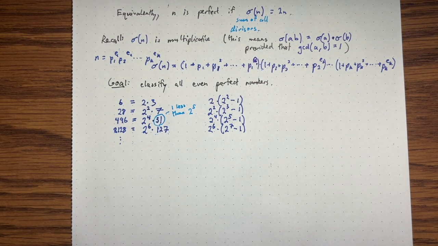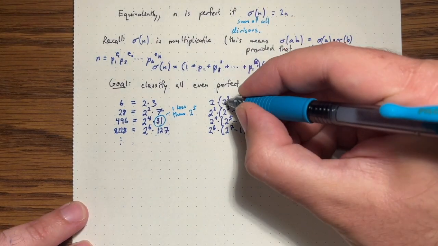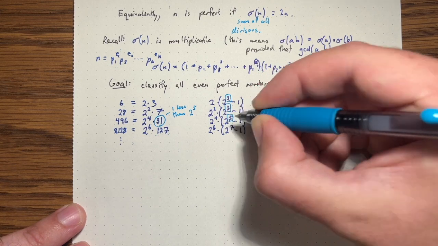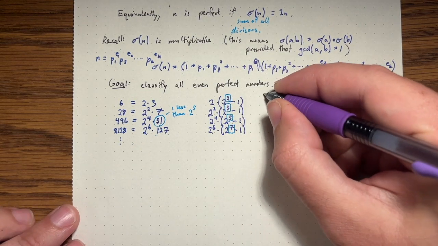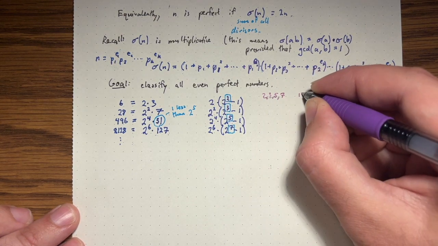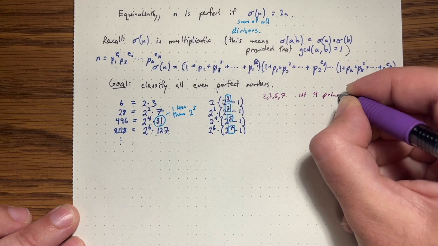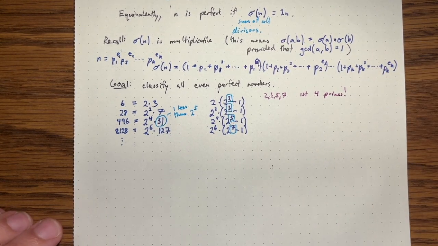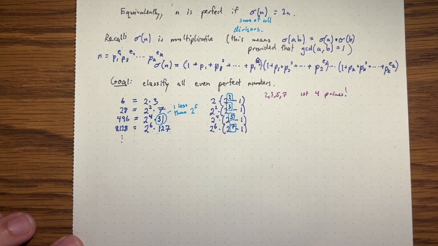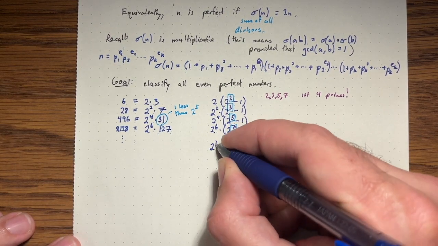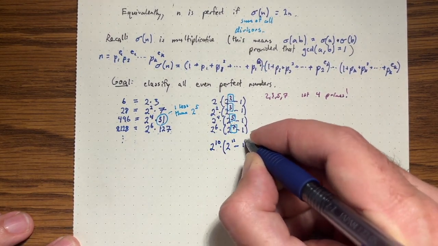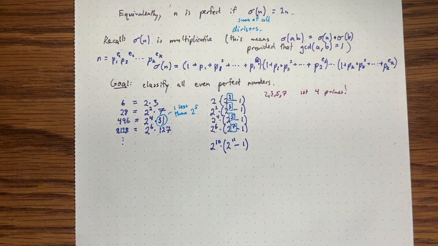And if you stare at this, you might see another pattern. Look at these exponents here. These don't look very random to me. It looks like these are all primes. In fact, these are the first 4 primes: 2, 3, 5, 7. Well, that's rather interesting. If we wanted to create the next perfect number, what would you guess it would be? I can tell you what I would guess. I would guess 2 to the 10 times 2 to the 11 minus 1. So 11 is the next prime.